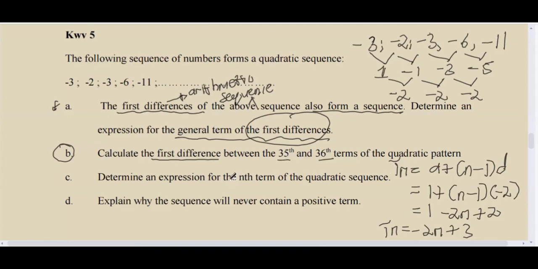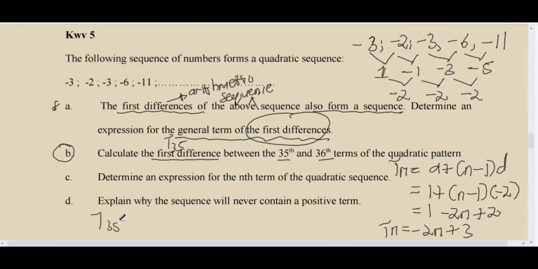This would be located, the first difference is located between the 35th and the 36th term, which then represents T35 of the arithmetic pattern. As we can see here, this represents T1 of the arithmetic pattern, but it's in between T1 and T2 of quadratic. This represents T2 of arithmetic pattern, but it's in between T2 and T3 of quadratic. So the first difference we are looking for is T35, which is in between the 35th and the 36th term of the quadratic pattern. So that's what you needed to observe here.